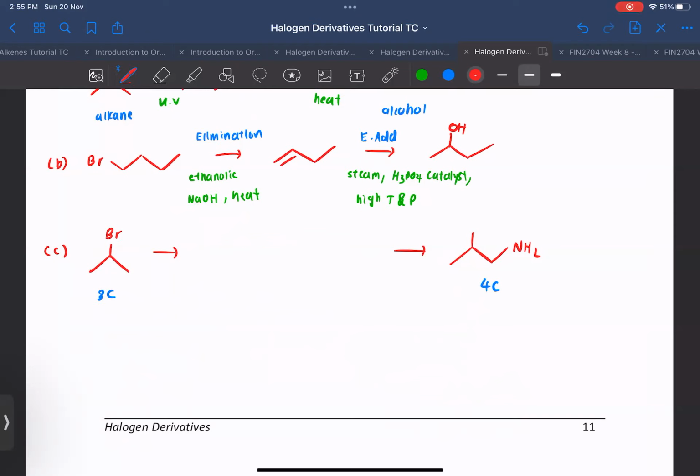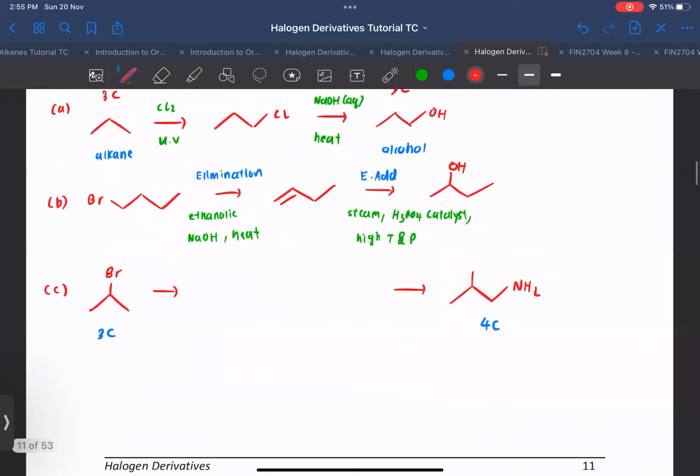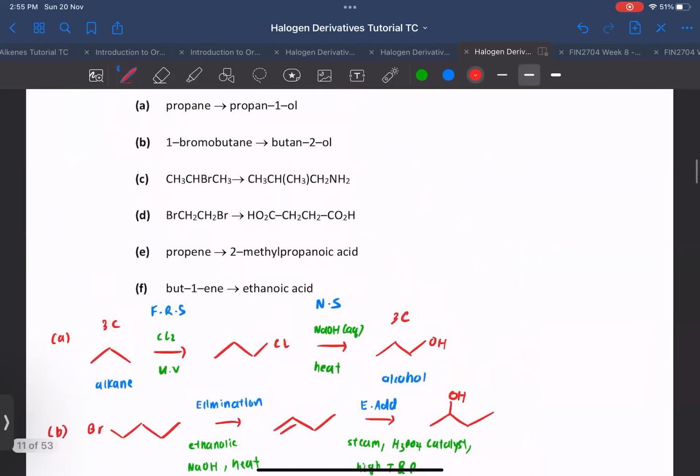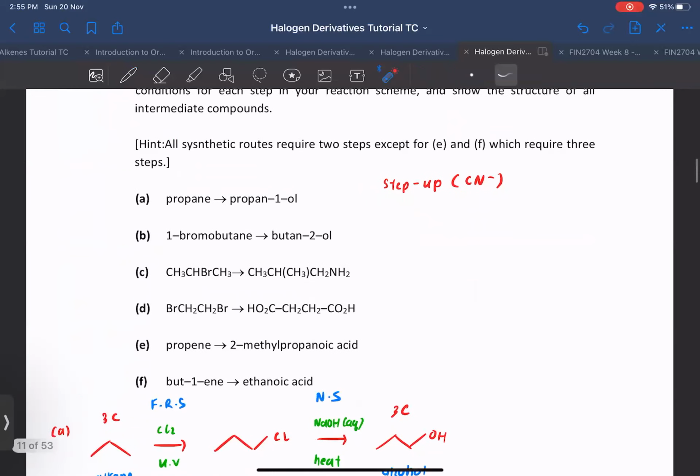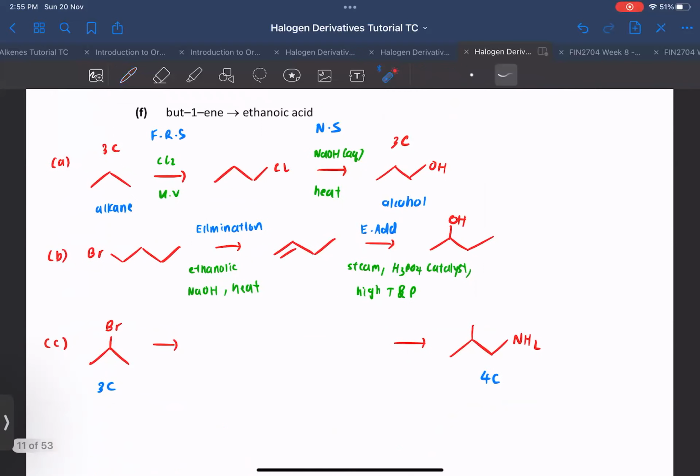A step-up reaction is where the number of carbons can increase. In what scenario did we learn just now that you can have a step-up reaction? Take note, a step-up reaction must involve the CN minus nucleophile. So in other words, we can already anticipate a CN appearing in this pathway sooner or later. If we take a look at what we started off with, can we turn our bromine here into a nitrile? We can, because bromine can undergo nucleophilic substitution, and you can turn this into a nitrile. So that's already one step.